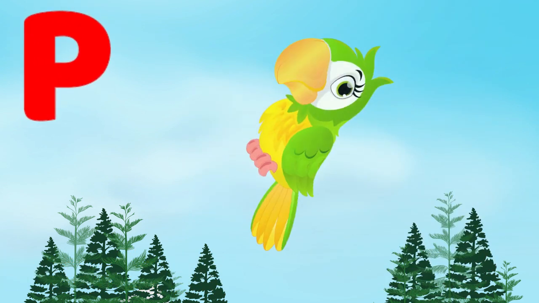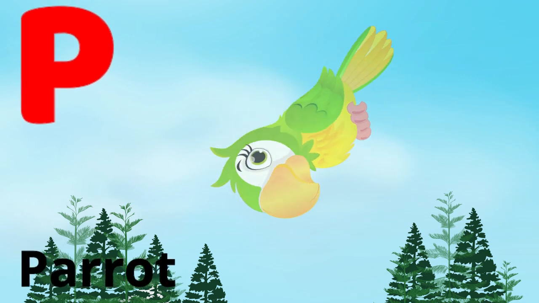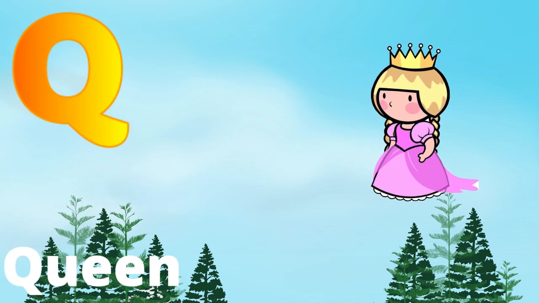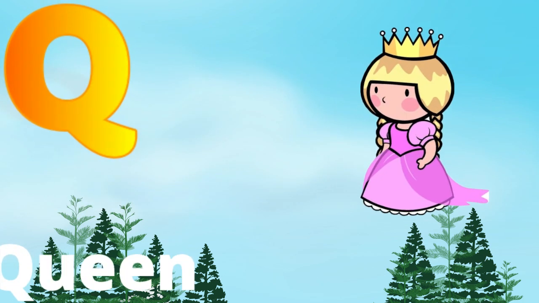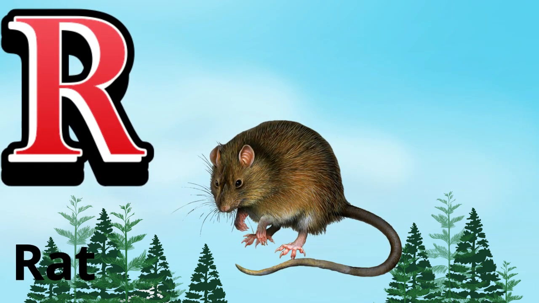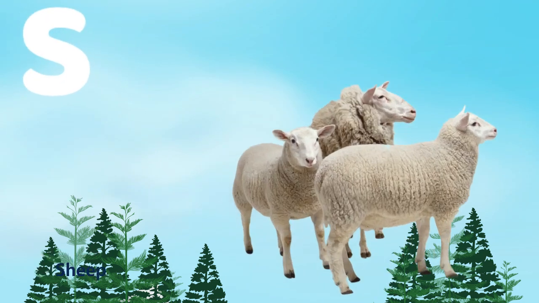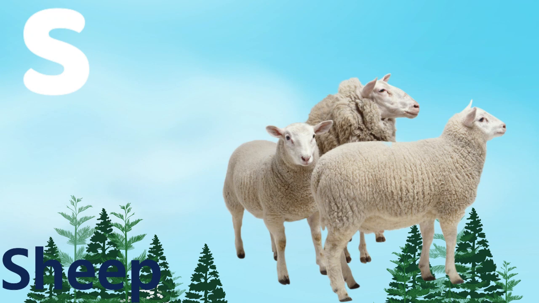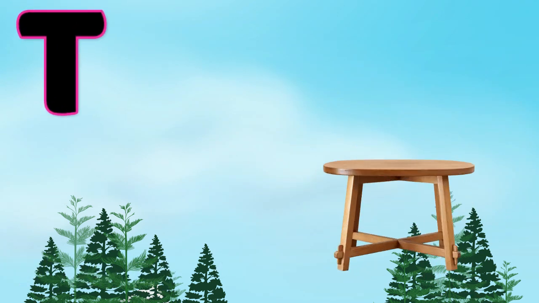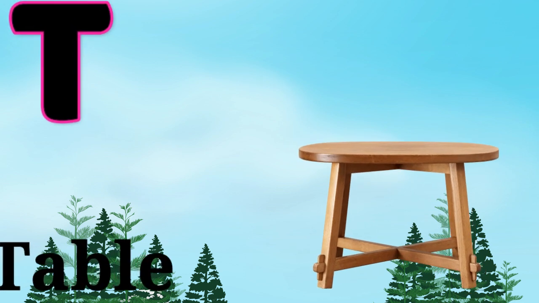P for parrot. Q for queen. R for rat. S for sheep. T for table.